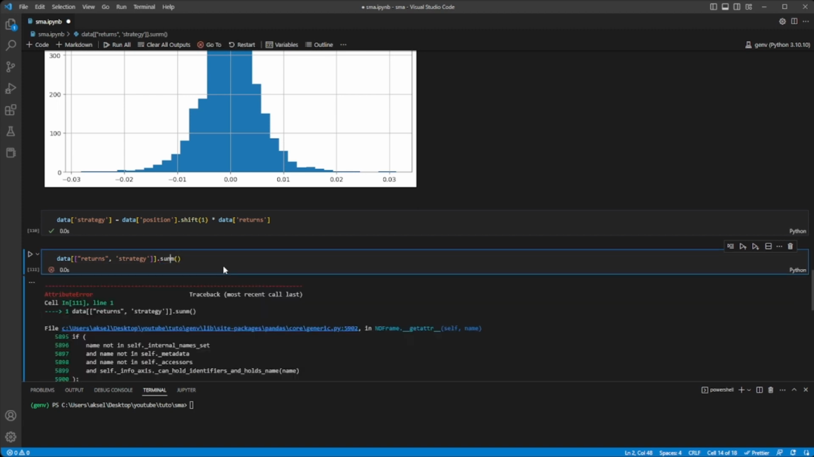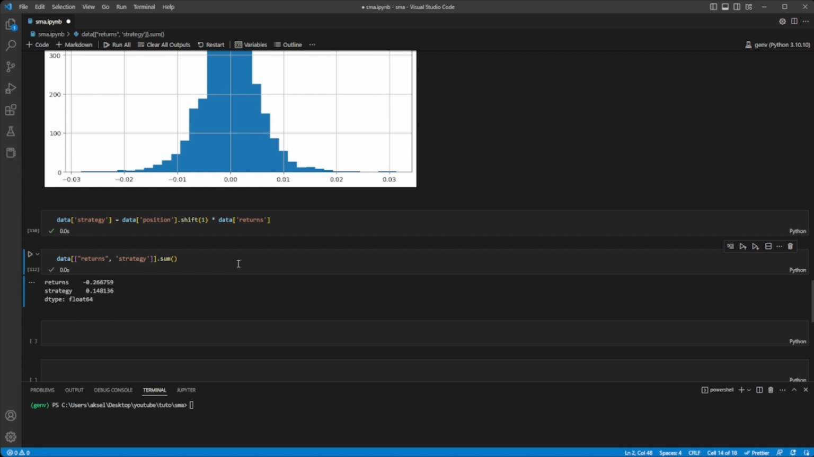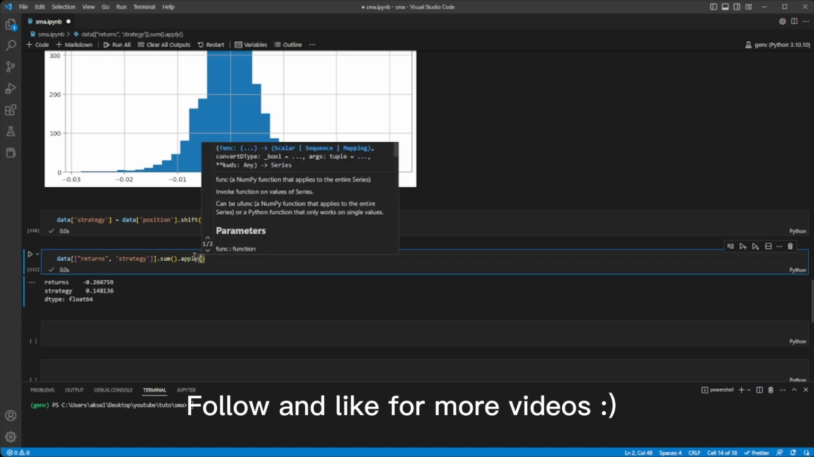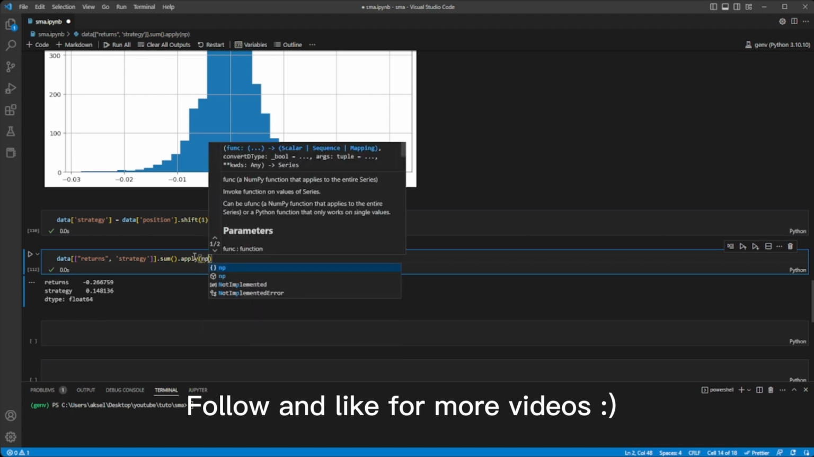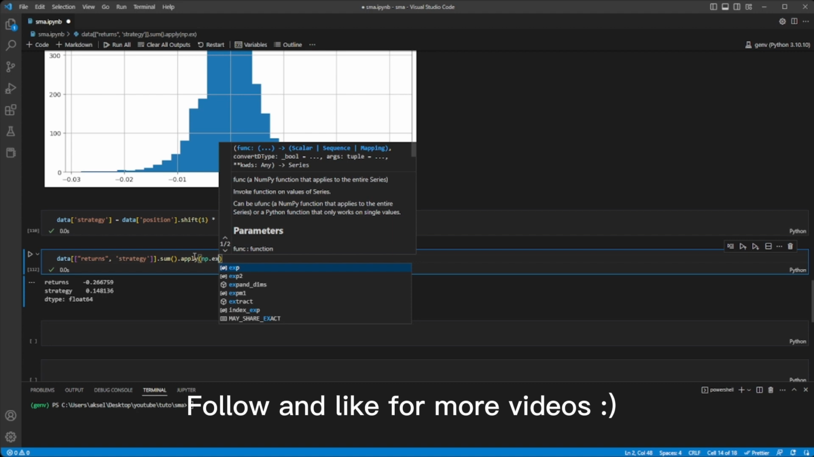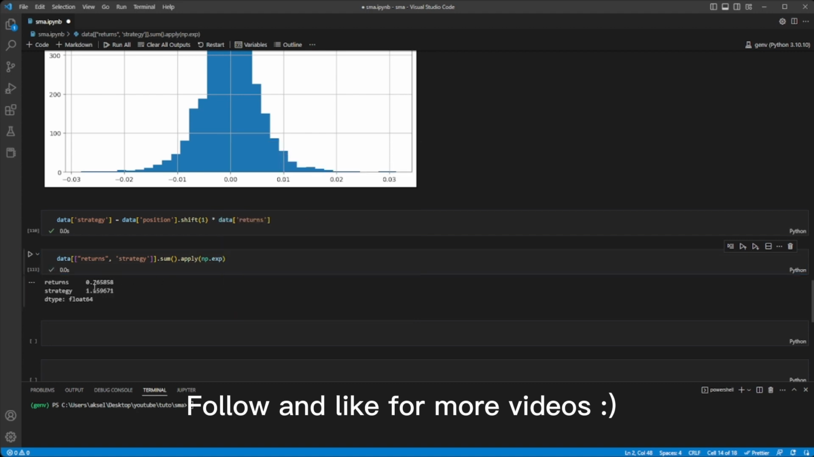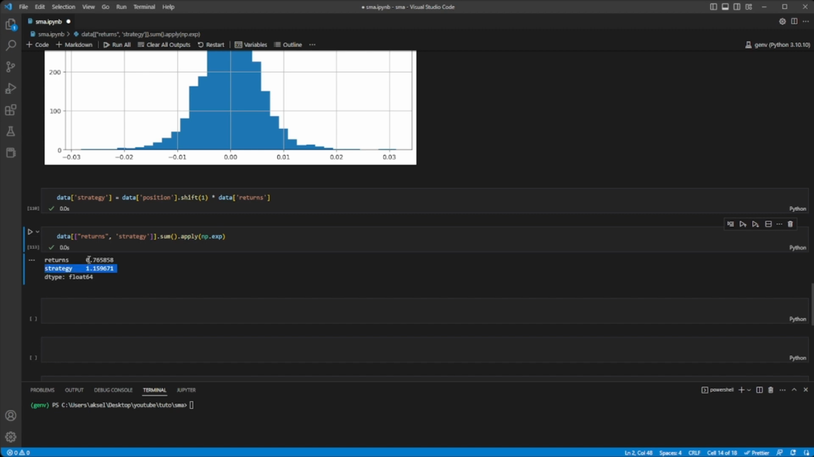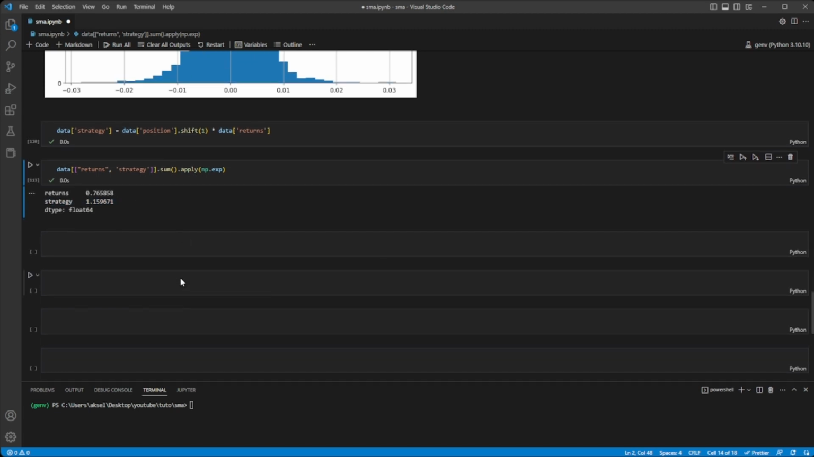And let's apply the exponential. We need to apply the exponential on this because these are logarithmic returns, to get our gross performance here. So as you can see, our strategy is way more performant than the market returns.